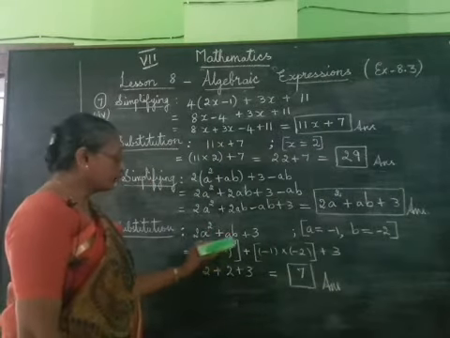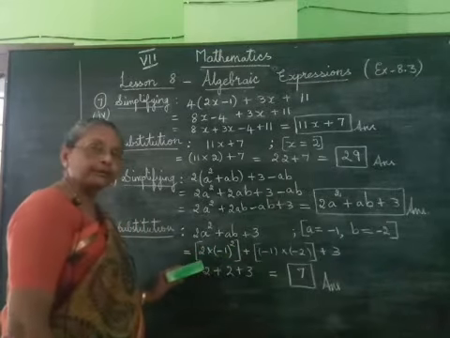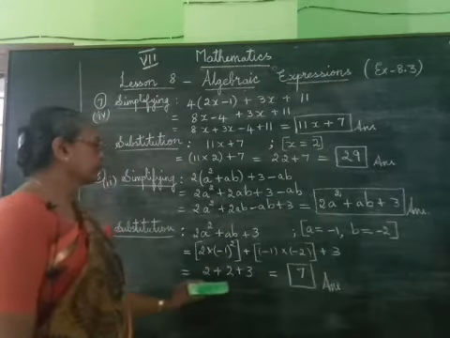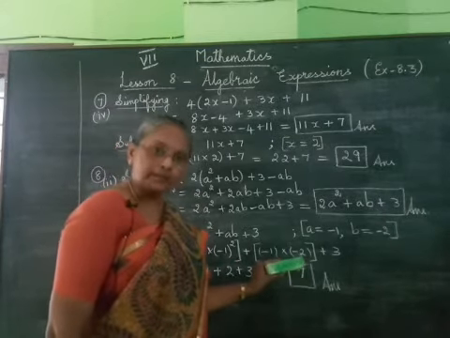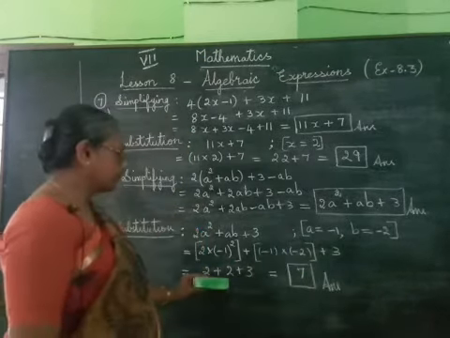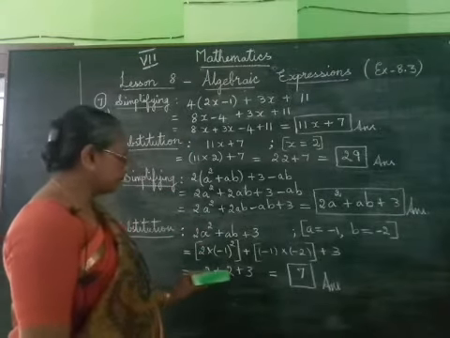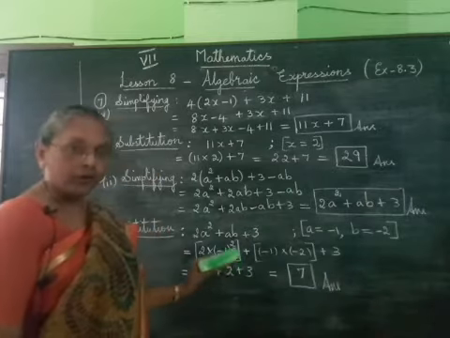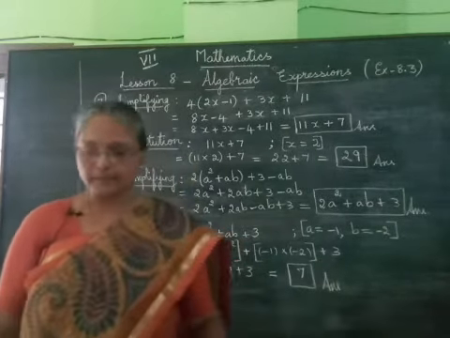Now, minus 1 whole squared is plus 1. So, plus 1 into plus 2, we get plus 2. Here, minus 1 into minus 2, we get plus 2. So, here also we get plus 2 and then plus 3. So, 2 plus 2 plus 3, when we add all of them together, we get 7 as the final answer.